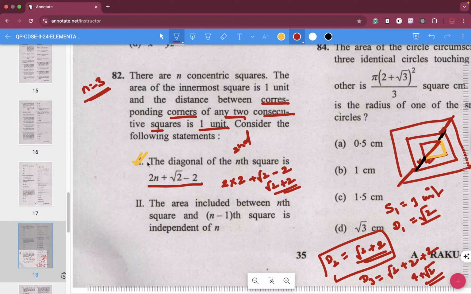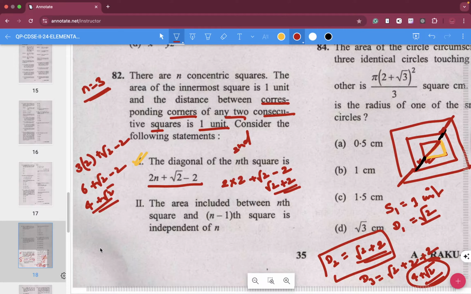Now what is the length of the third diagonal over here? 3 is the value of n, so 2 into 3, plus root 2 minus 2. 6 plus root 2 minus 2, we are getting 4 plus root 2, which is the same value that we found directly from the given figure. So obviously we can say that the diagonal of the nth square is 2n plus root 2 minus 1. But just hold on.